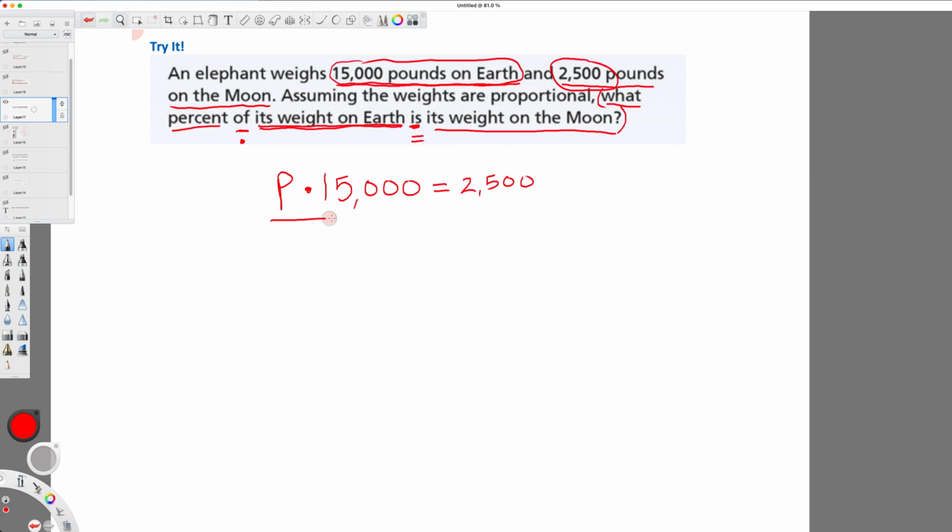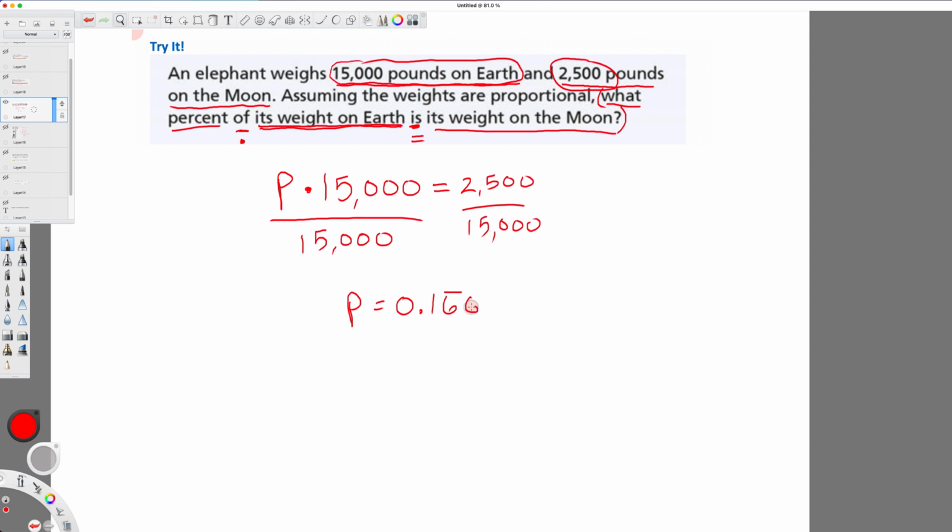So now I'm ready to solve this. Since we need that 15,000 to go away so we can find out what P is equal to, I'm going to divide by 15,000. And I need to remember when I do this division, I'm not getting the percent, I'm getting the decimal form of the percent. So 2,500 divided by 15,000, and I get 0.16, and it's a repeating 6.